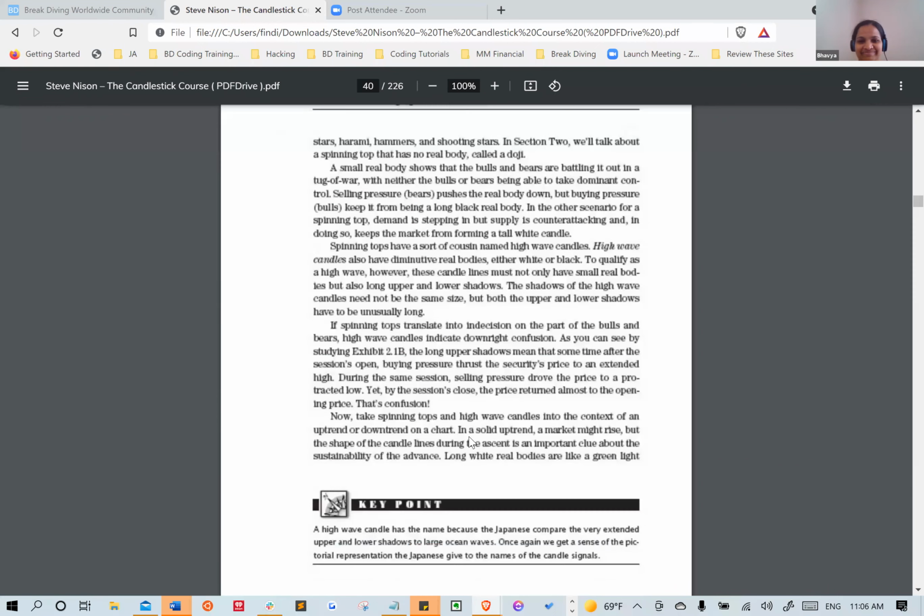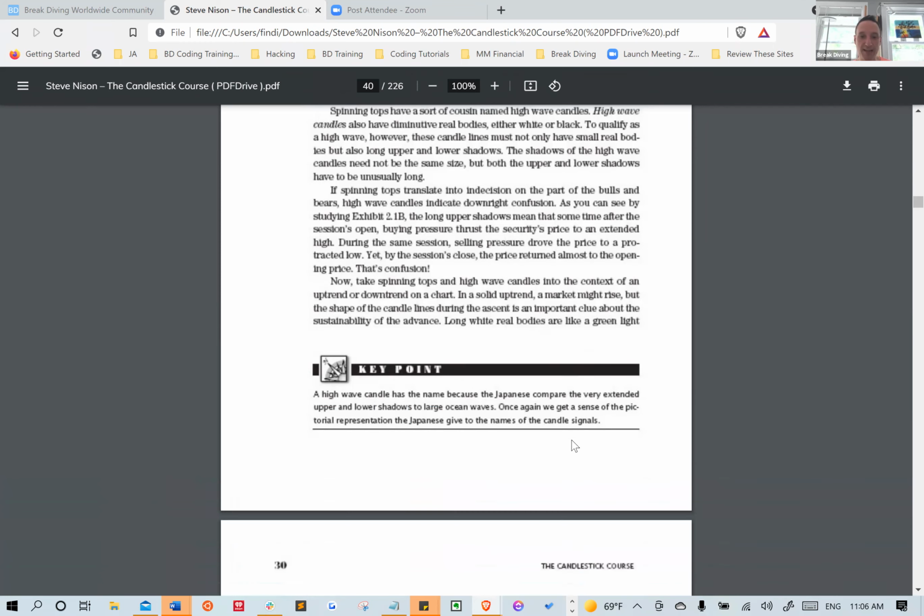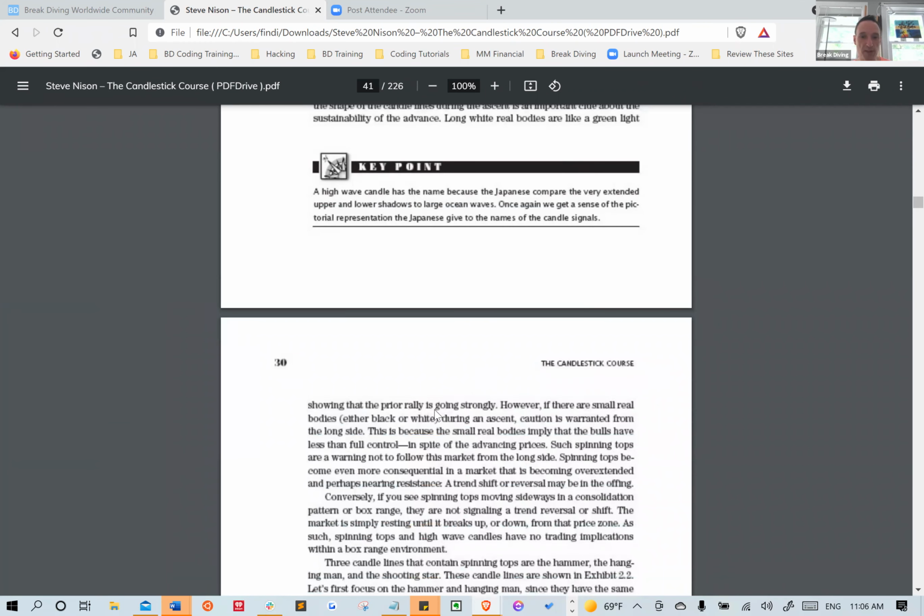In a solid uptrend, a market might rise, but the shape of the candle lines during the ascent is an important clue about the sustainability. Long white real bodies are like a green light, showing that the prior rally is going strongly. But if there are small real bodies, white or black, during an ascent, caution is warranted from the long side, because the small real bodies may imply that the bulls have less than full control in spite of the advancing prices. Such spinning tops are a warning not to follow this market from the long side. Spinning tops become even more consequential in a market that is becoming overextended and perhaps nearing resistance. A trend shift or reversal may be in the offing.